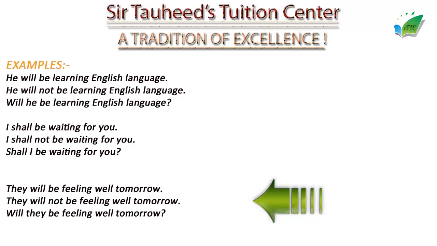To make this negative sentence we only have to use not after will, and the sentence will become they will not be feeling well tomorrow. This is a negative sentence, and it means that we are expecting that they will not be feeling well tomorrow. To make it an interrogative sentence, we'll use will in the beginning, and the sentence will become will they be feeling well tomorrow, and then question mark in the end. It means that I'm asking if they are going to feel well tomorrow or not.